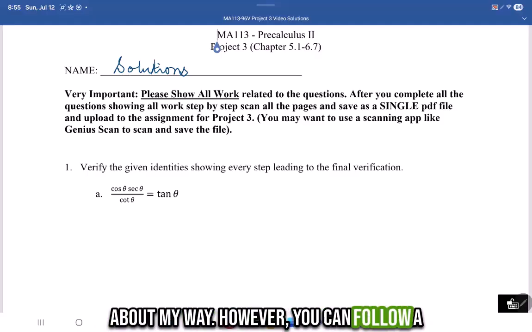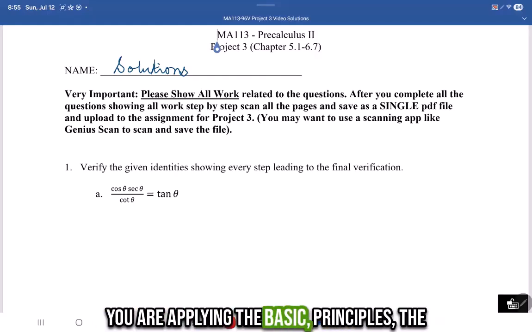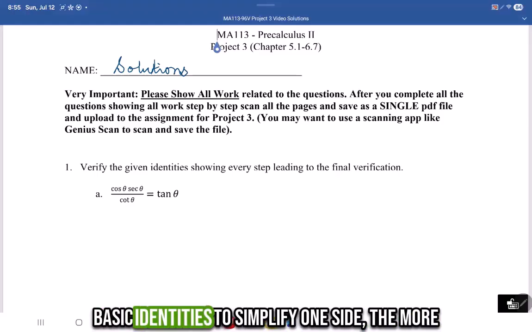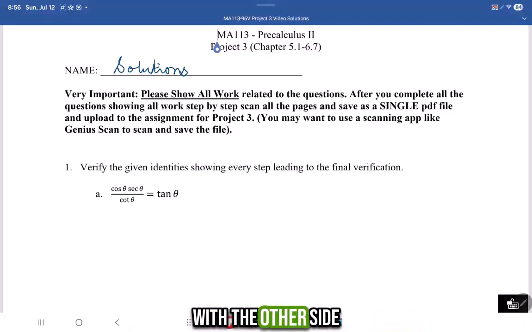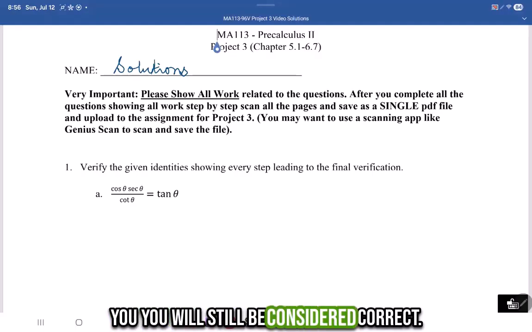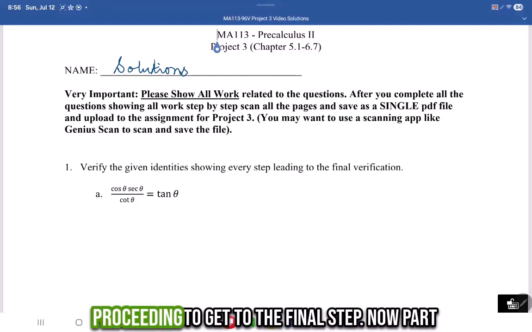However, you can follow a different way as long as it is a valid way and you are applying the basic principles, the basic identities to simplify one side, the more complicated side of the identity to match with the other side. You will still be considered correct. However, show all the steps, how you are proceeding to get to the final step.